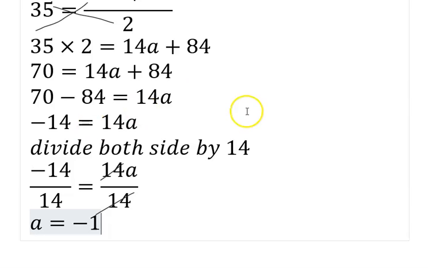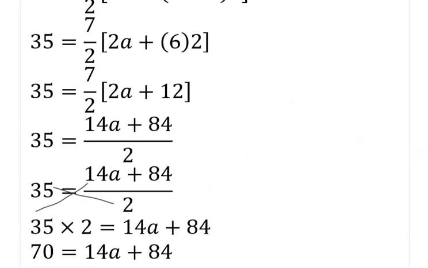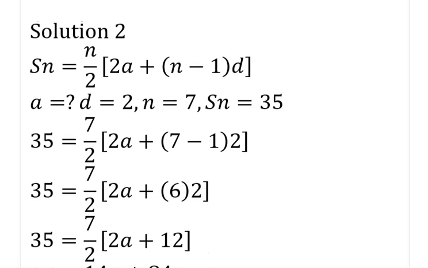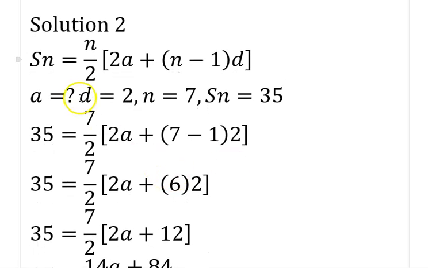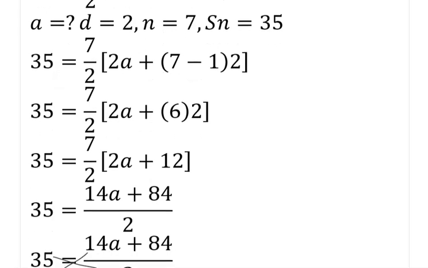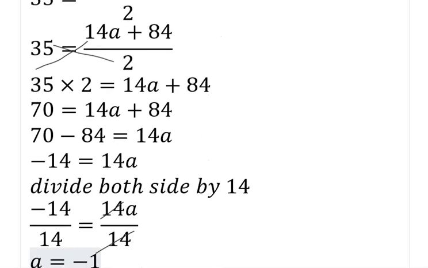We've been given our common difference to be 2, our number of terms to be 7, our sum of AP to be 35. Maybe we should quickly do a test here to see if the sum of our seventh term will give us 35 because we now know our a. Let's quickly do that because our common difference is what? Is 2.